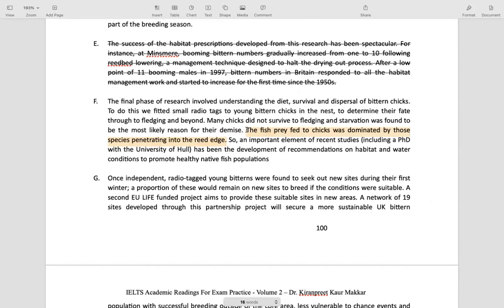Okay, let's see what's the meaning here. You're right. One meaning of dominate is to control someone. We say dominate someone, we say control someone. That word is correct. What is the meaning here? The fish prey fed to the chicks was dominated by those species penetrating into the reed edge. What is the meaning here? Dominated. Not exploited, something else.